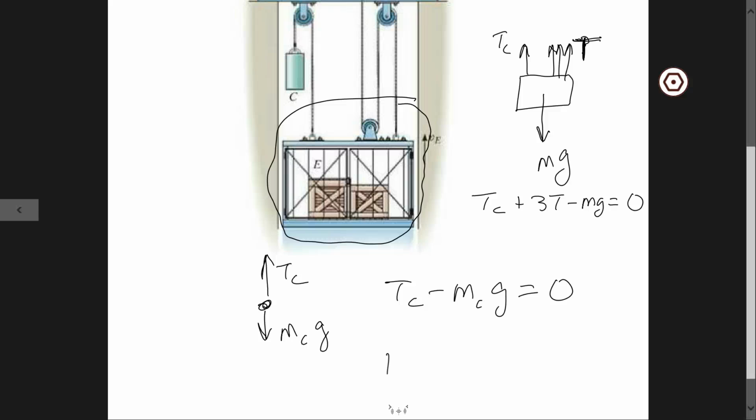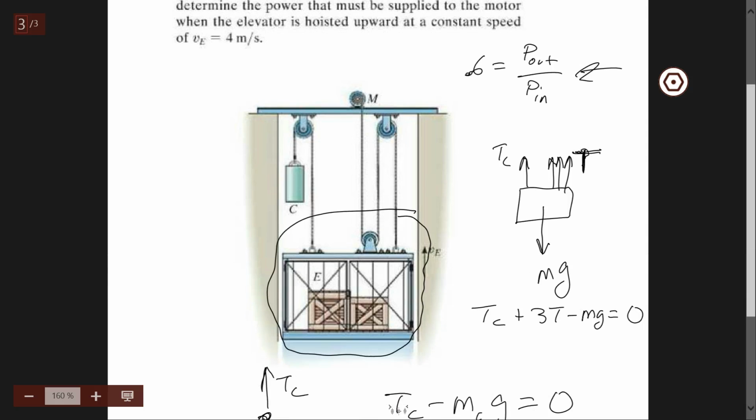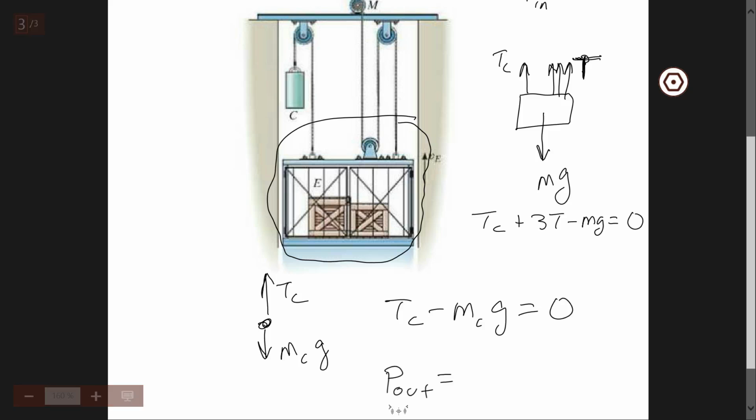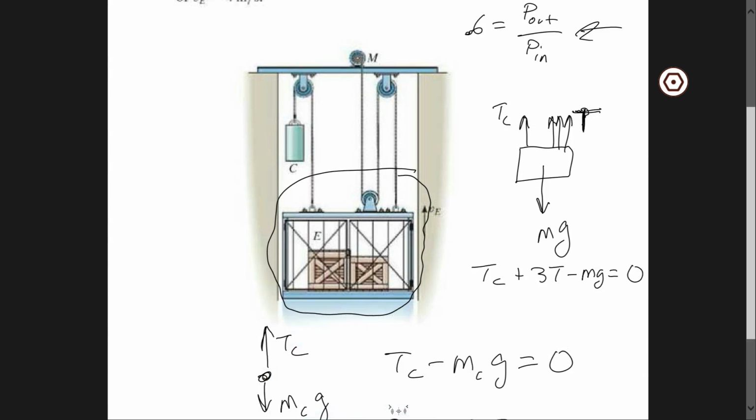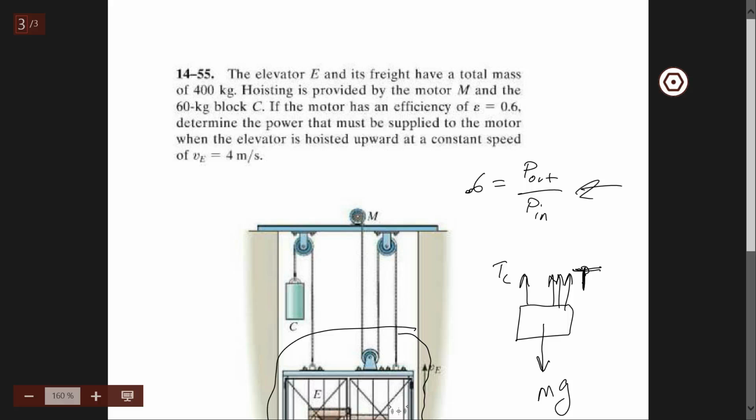Okay, so what's the power out? I already got that one. Give me the power out, right? Yeah, it's the force and the velocity. Well, how many forces have I got? 3 T's, and you know the number for T now, right? What's the speed? 4? So it's 12 T. Can you find the power in?